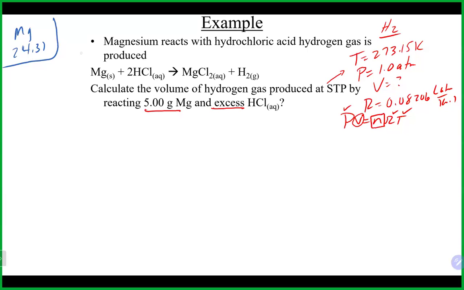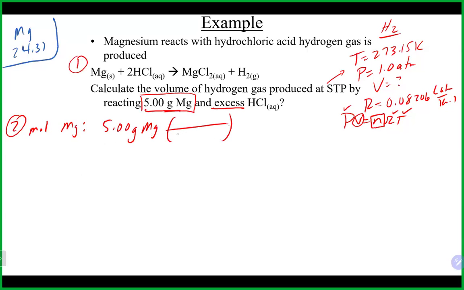So here we do have the equation balanced. We do need to convert this guy into moles. So that's what we'll do here. And again, we have the molar mass given to us. So we'll take our 5 grams of magnesium. We'll use the molar mass from the periodic table, 24.31 grams per mole of magnesium. And that's going to give us 0.2057, we'll call it, moles of magnesium.